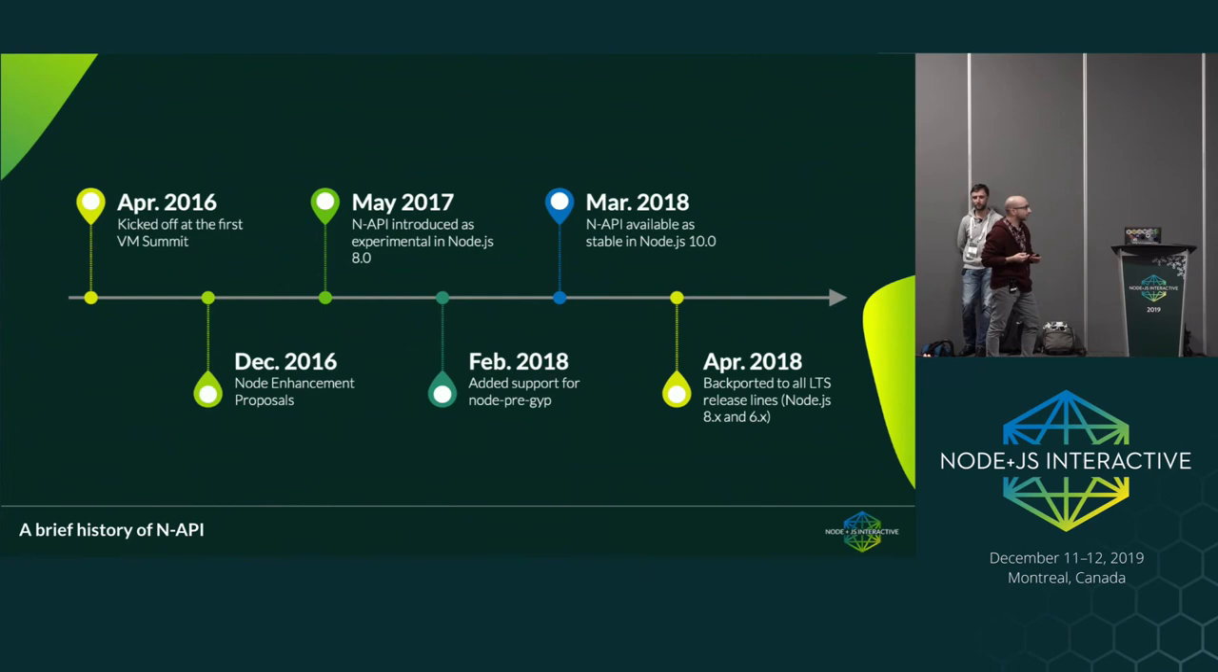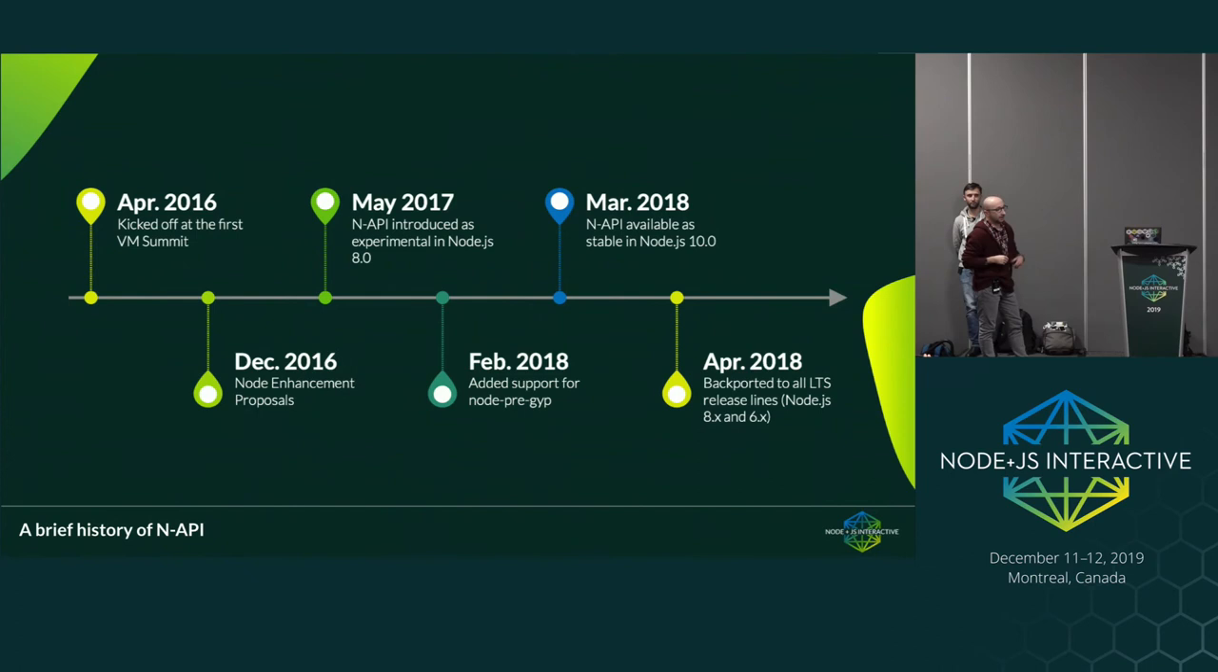And in December 2016, we shipped the enhancement proposal for N-API. Then we started to port some key modules for the ecosystem, for example, Node Serialport, Node-sass, SQLite. And then we fixed something in the API. And in May 2017, N-API was released as an experimental API with Node 8.